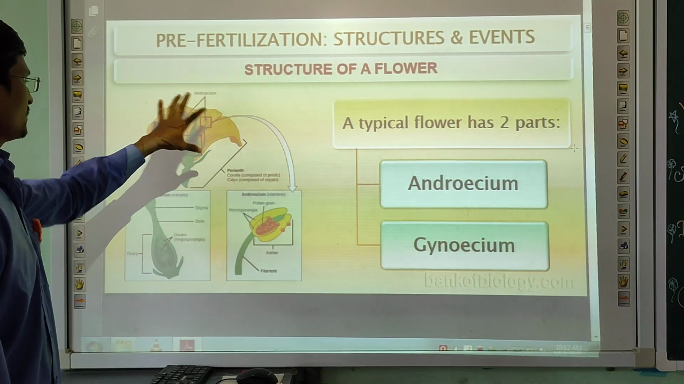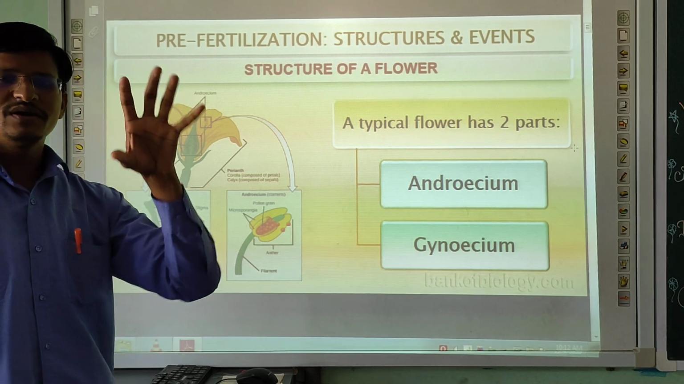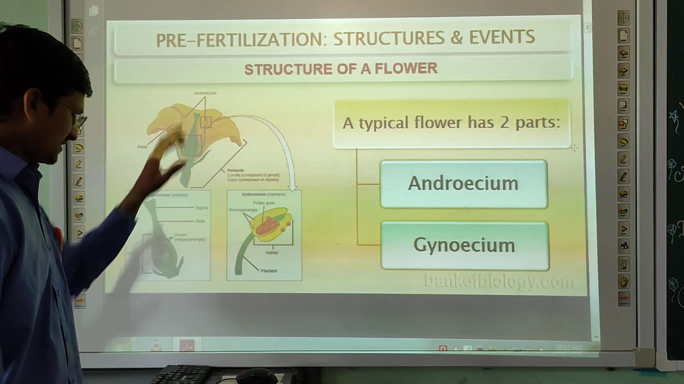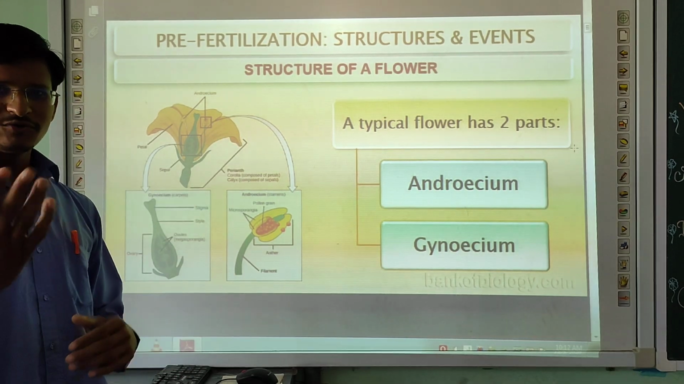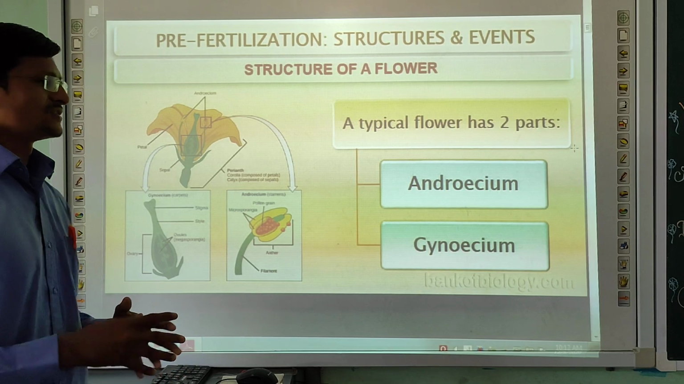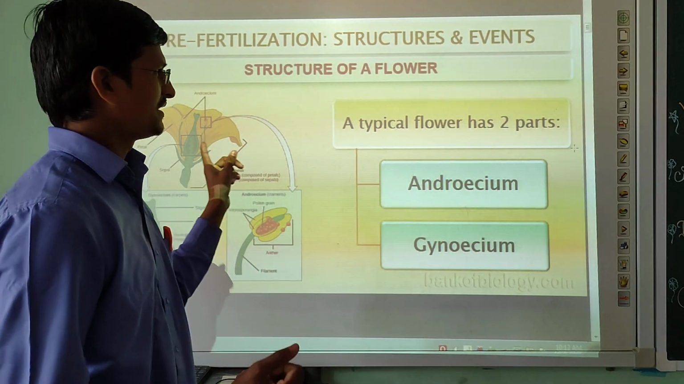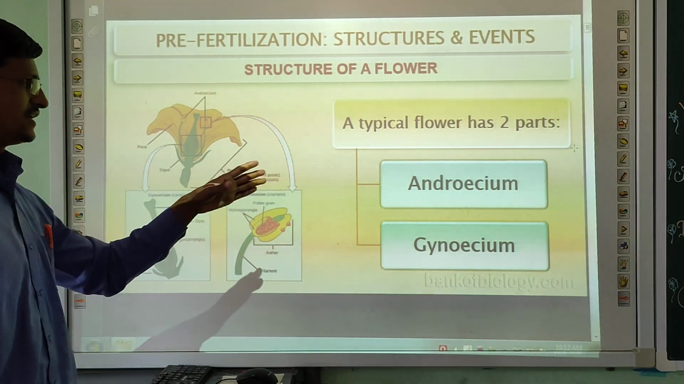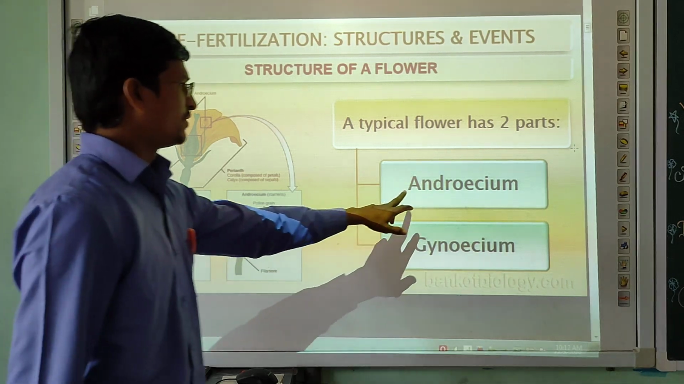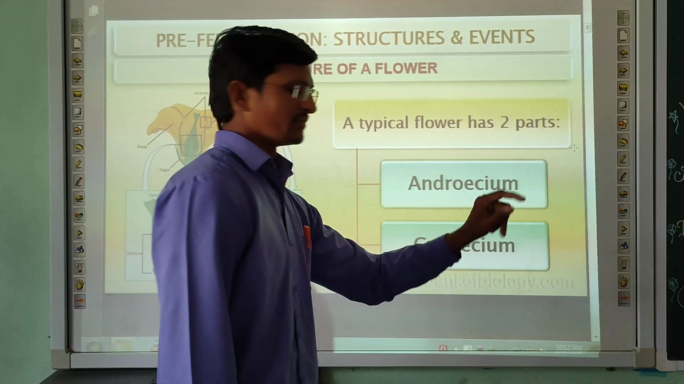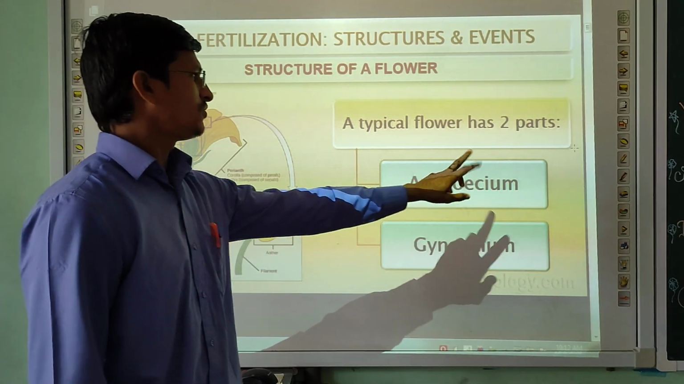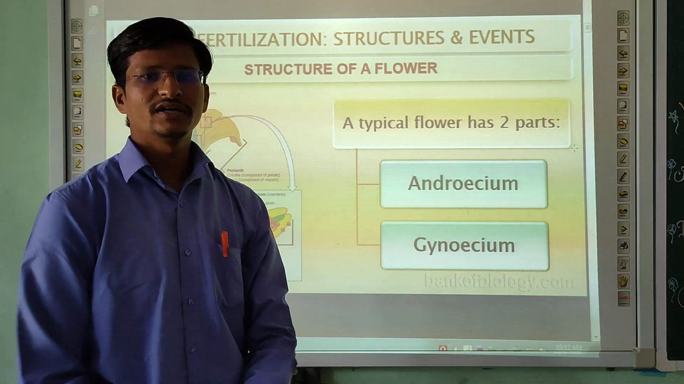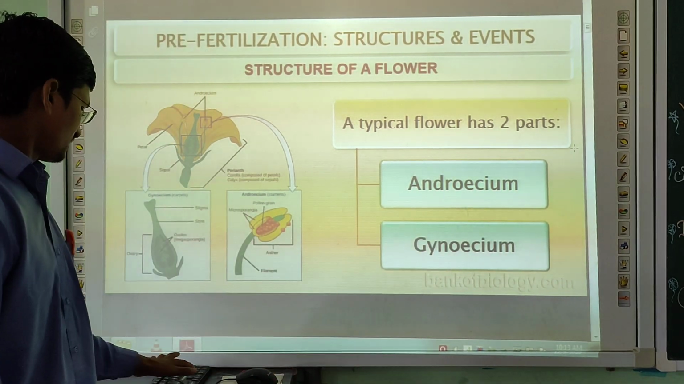When you see this diagram, you will remember your previous years, when we drew the typical flower and I took your class. I taught you and drew this type of diagram on the board, and it was asked in the exam. The typical flower has two parts: androecium and gynoecium. Androecium is for the male and gynoecium is the female reproductive part.